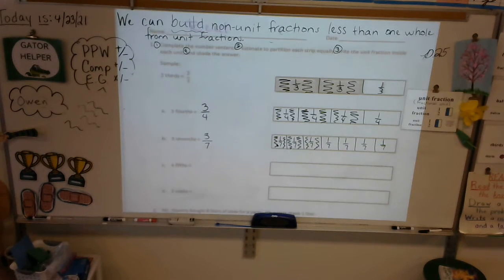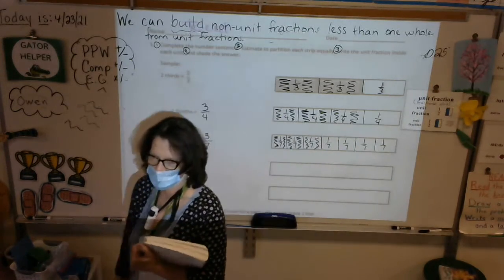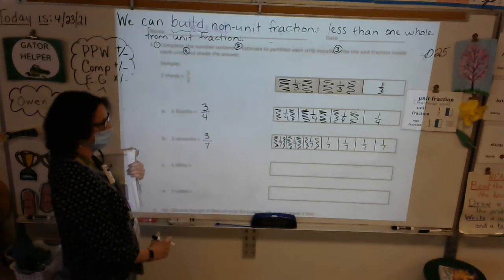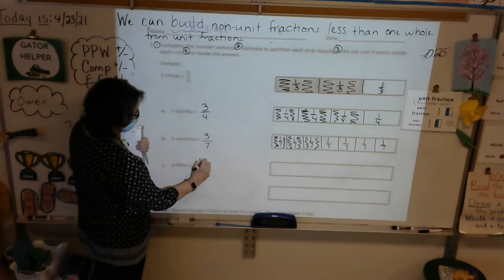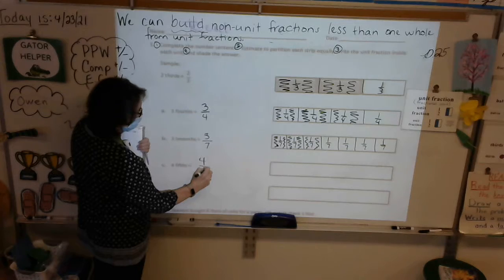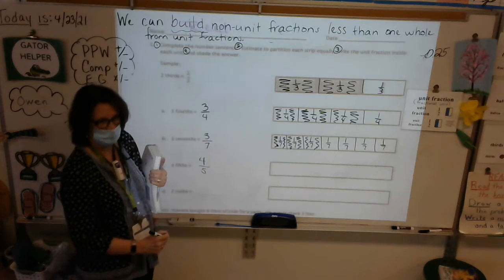Okay, the next one, 4/5. How do we write that numerically? Lucas, how will I write 4/5 numerically? 4 on top and 5 on the bottom. Yep, 4 is my numerator, 5 is my denominator.